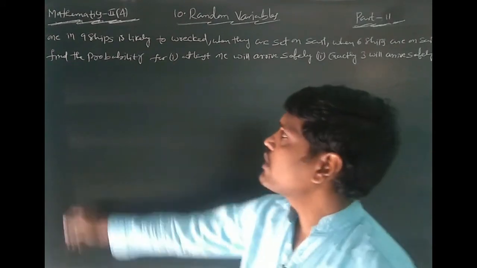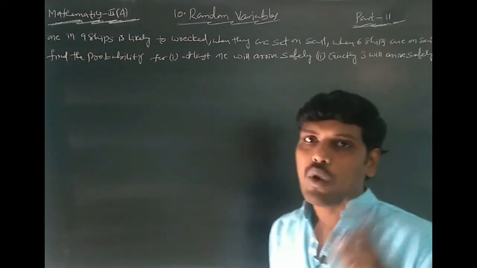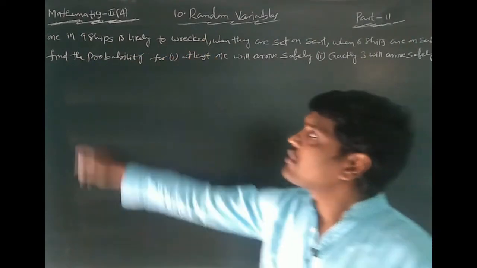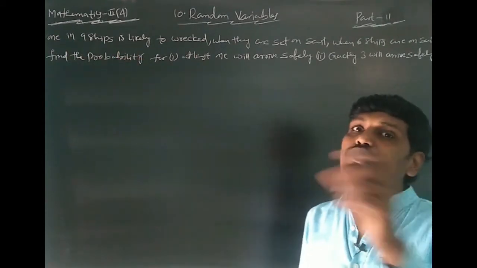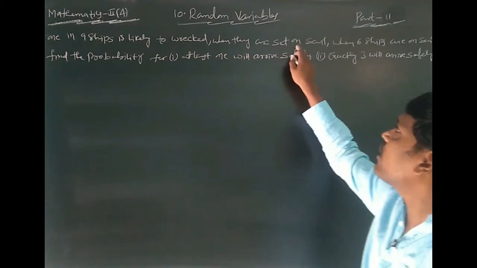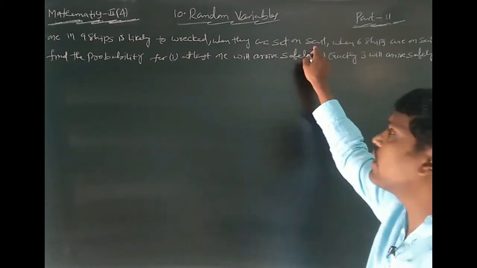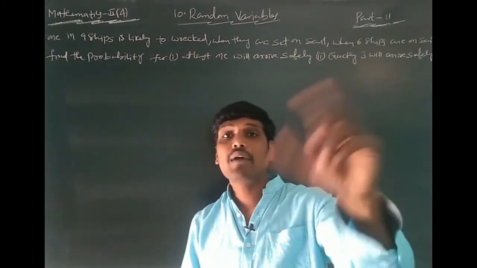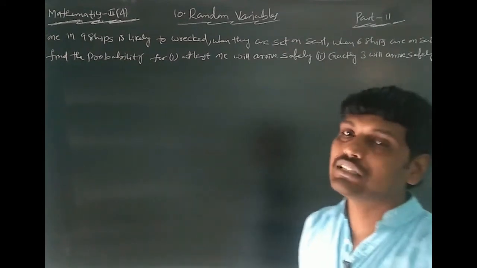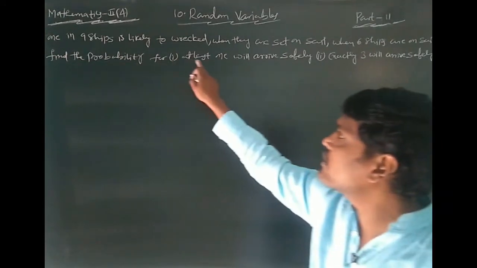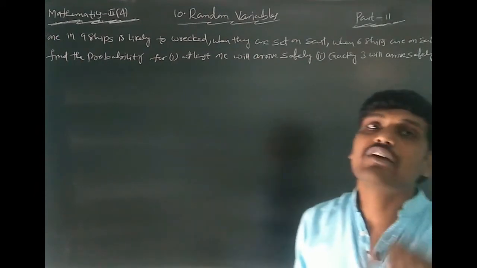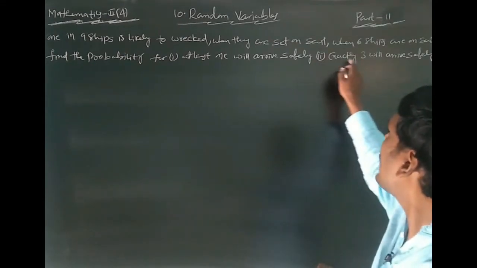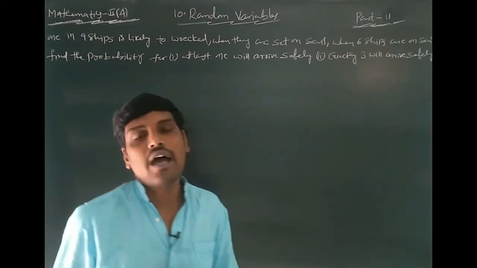What is the first problem? 1 in 9 ships is likely to break when they are set on sale. Here the number of ships is 6. Find the probability that at least 1 will arrive safely. That is the first one. Second, exactly 3 ships will arrive safely.